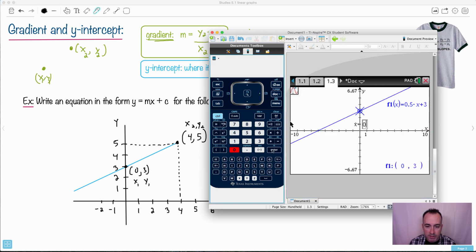If I put in x equals 0, I get y equals 3. See that? 0 is 3. 0 and 3. That's good. That matches. If I put in x equals 4, I'd better get y equals 5. Let's try it. I type in 4, and it tells me, phew, y is 5. That's how I know I've done this correctly.